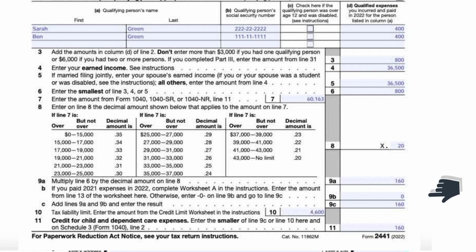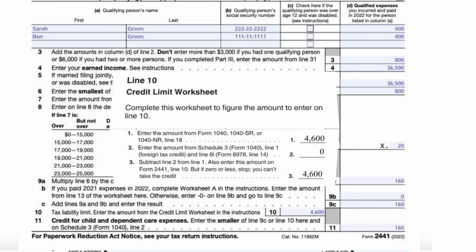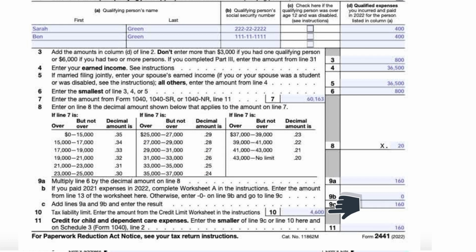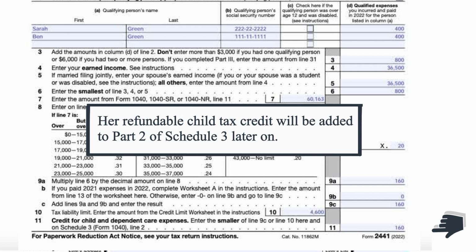If the taxpayer paid 2021 expenses in 2022, they will need to complete Worksheet A in the instructions. Line 10 is for the tax liability limit. For this line, we complete the credit limit worksheet in the instructions. Line 11 is the total amount of credit that Emily can take for the dependent care expenses. The amount that she can deduct is refundable because she resided in the US, and so this amount will be added to Schedule 3 as a refundable credit later in this video.